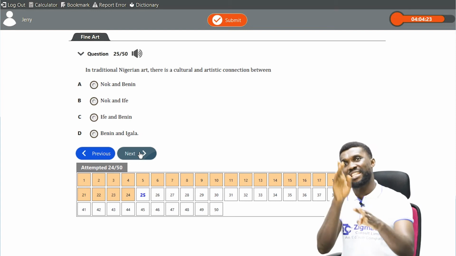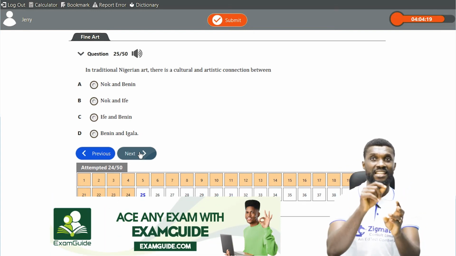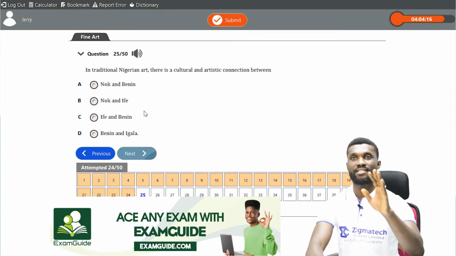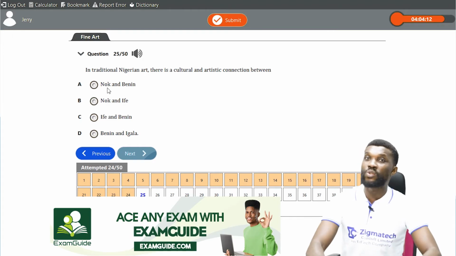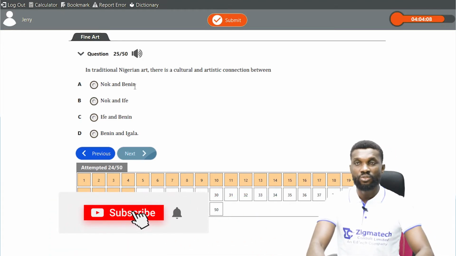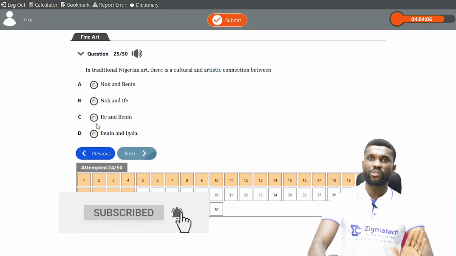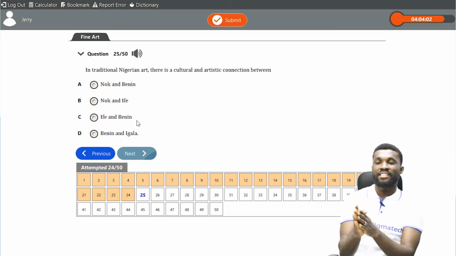So the only similarity between Ife art, now we are taking them one after the other, the only similarity between Ife art and Nok art is the terracotta that they use. Same thing applies to the Benin. There is no relationship between the Nok art and the Benin art. There is no single relationship. Now let's look at option C. Ife and Benin. Ife and Benin.